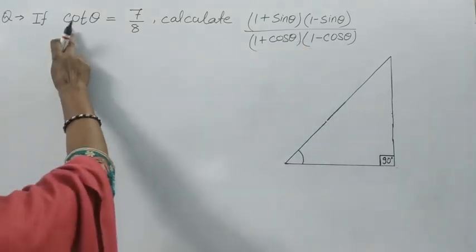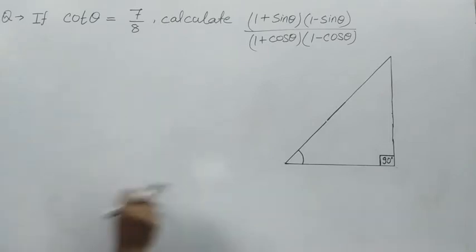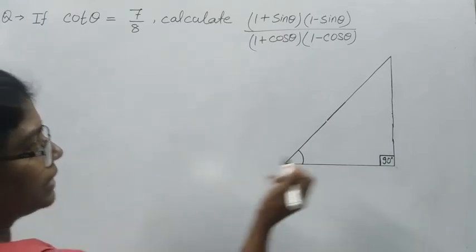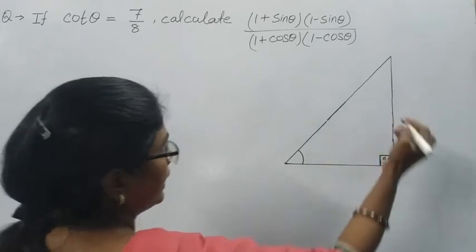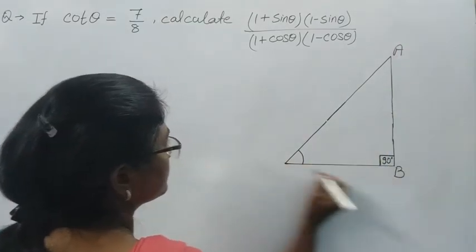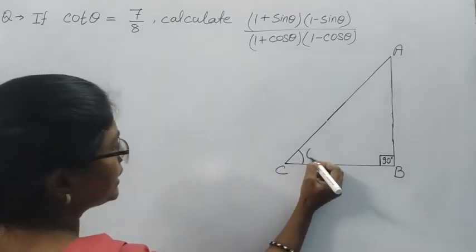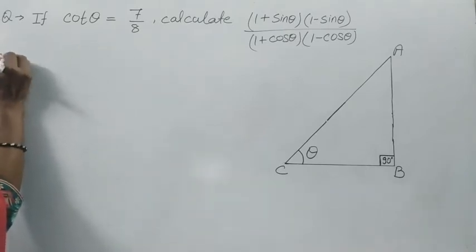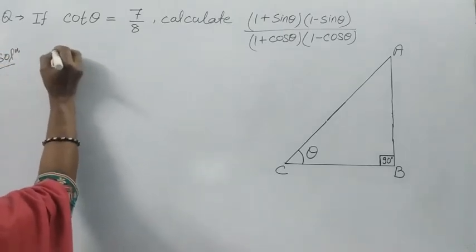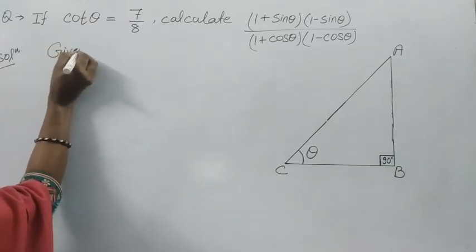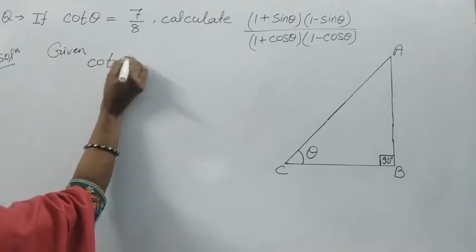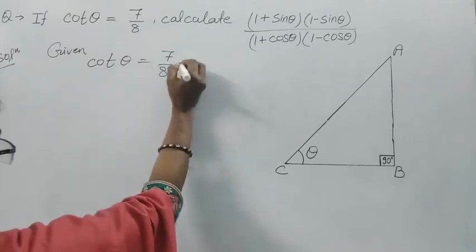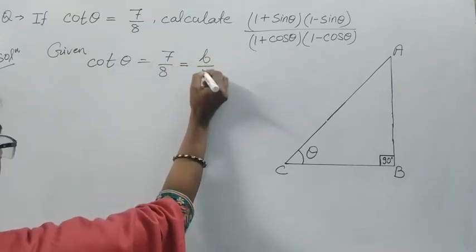So since here the cot ratio is given for the angle theta, first of all we draw a right triangle. You can draw the figure if you want, or not. For convenience, we are taking here a right angle triangle ABC, and angle C we have named as theta. Now given here cot theta is equal to 7 by 8, and we know that cot of any angle can be written as the ratio base by perpendicular.